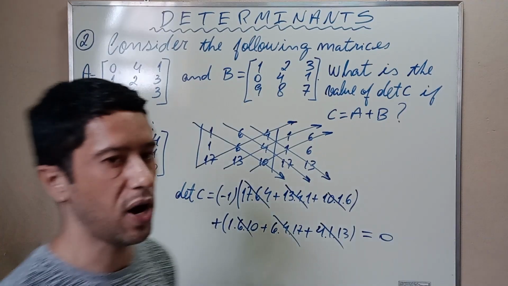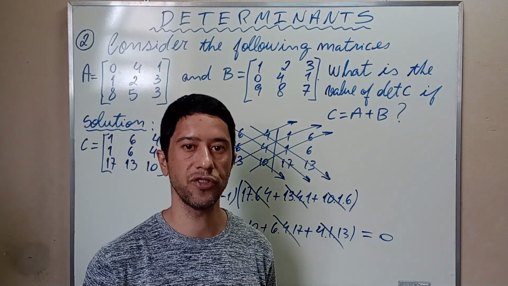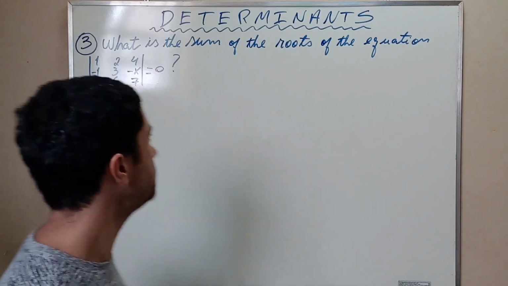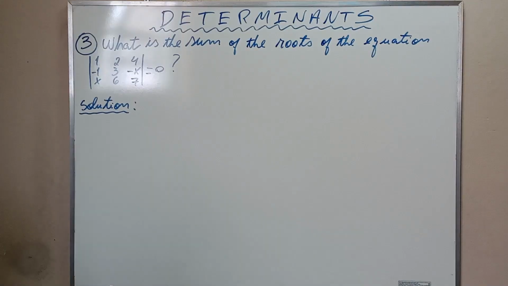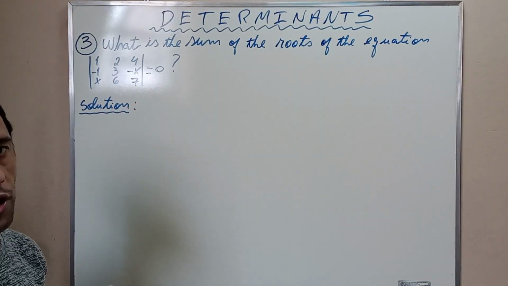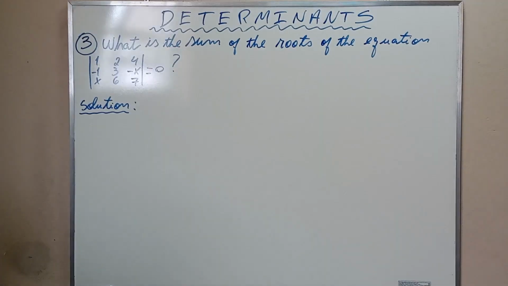And this is all for exercise number 2. Let's go to exercise number 3. Exercise number 3 now. What is the sum of the roots of the equation, this determinant equal to 0? Okay, my friends, this is the exercise. Let's go to the solution.